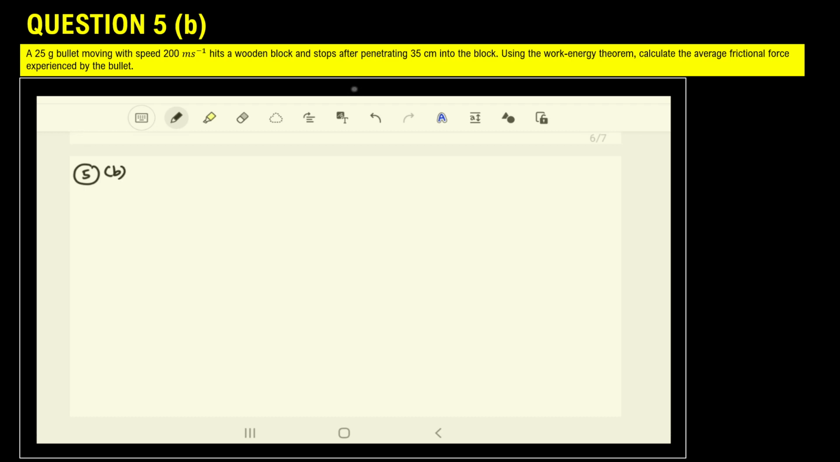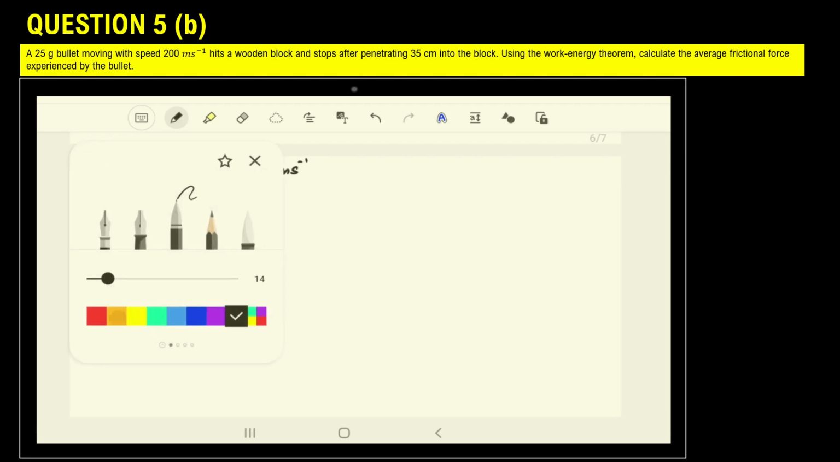Okay, so question 5b, we have a 25 gram bullet moving with speed 200 meter per second. So now we have a bullet here, where the mass of the bullet is 25 gram, so I will write 0.025 kg. And the initial speed of the bullet is 200 meter per second. The bullet hits a wooden block and stops after penetrating 35 centimeter into the block.